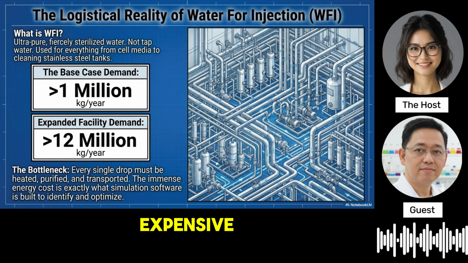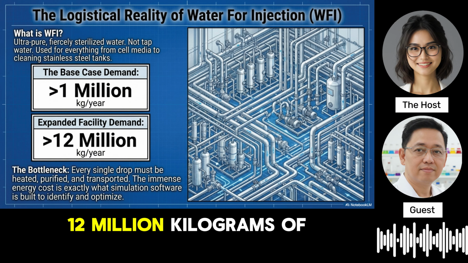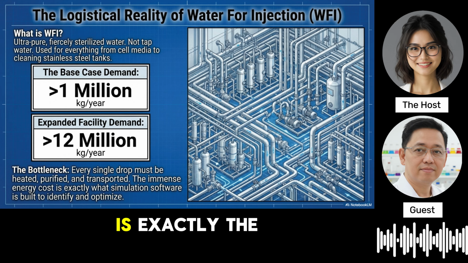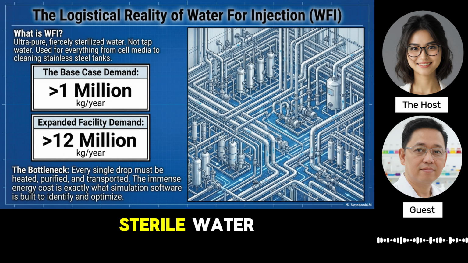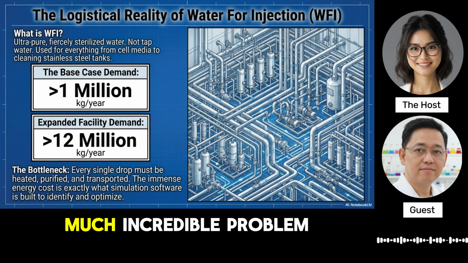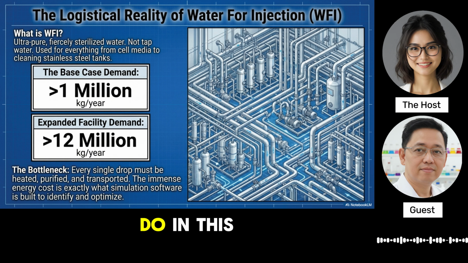That sounds incredibly expensive. Oh, it is. The energy cost and the logistical nightmare of moving 12 million kilograms of water is exactly the kind of bottleneck SuperPro Designer is built to identify. When you realize the sheer scale of moving 12 million kilograms of sterile water just to keep a few tanks of cells alive, you really start to see how much incredible problem solving is left to do in this field.